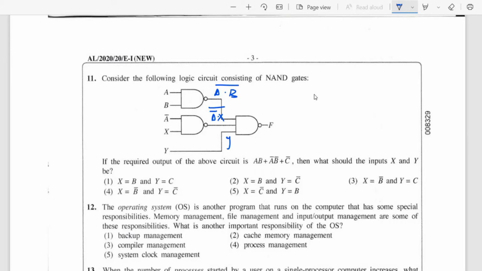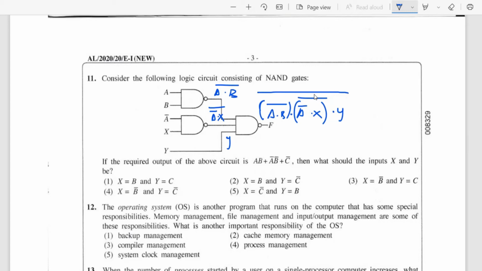So the output is A dot B whole bar, dot, the second input A bar dot X whole bar, then the third input is Y. Finally, everything goes through the NOT gate in the final NAND gate, so the entire output will be turned into the opposite value.